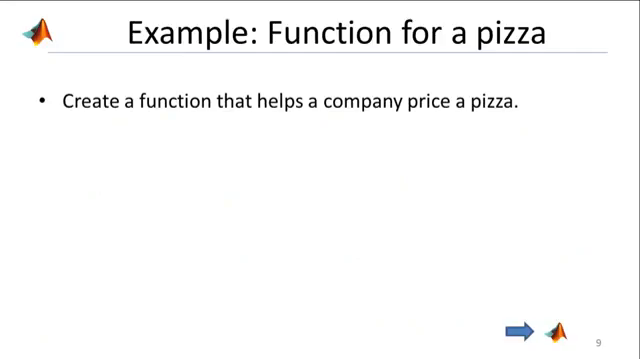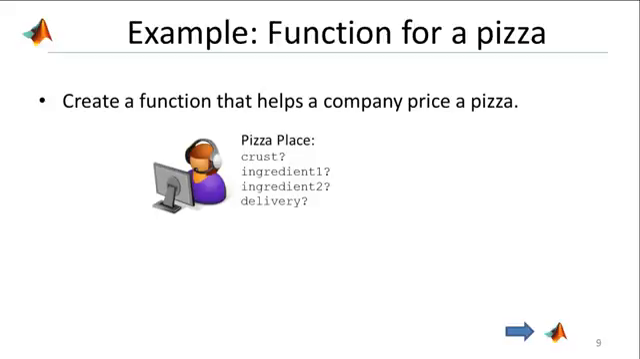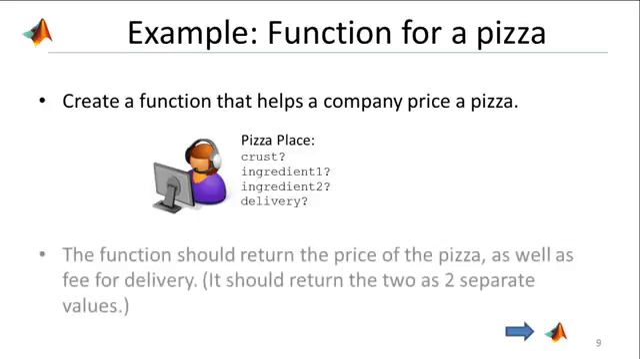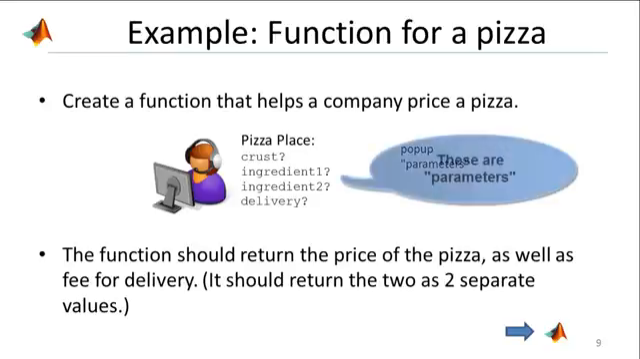Let's do an example. Create a function that helps a company price a pizza. When the operator receives your call, it needs to know a couple parameters. Maybe the crust type, ingredient number 1 and 2, and then would you like delivery or not. The function should return the price of the pizza as well as a fee for delivery. It should return those 2 values separately. These right here are the parameters that we have to use in our function.